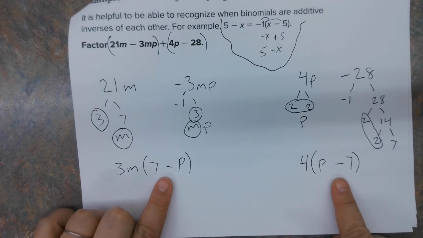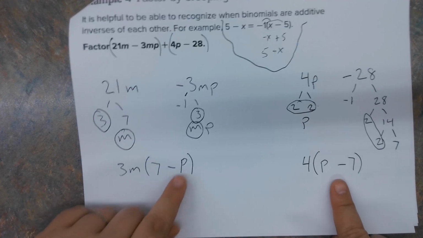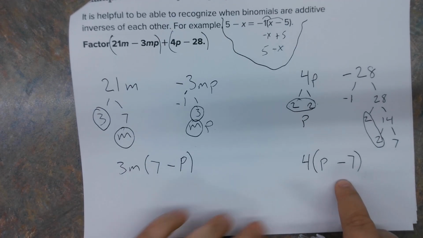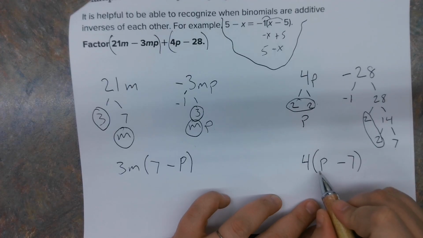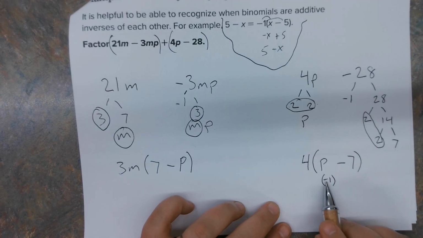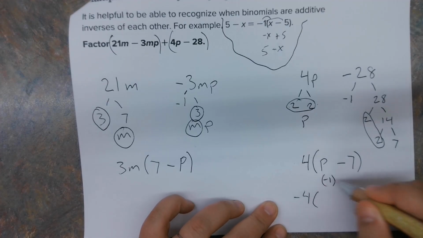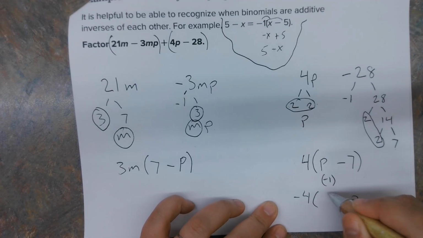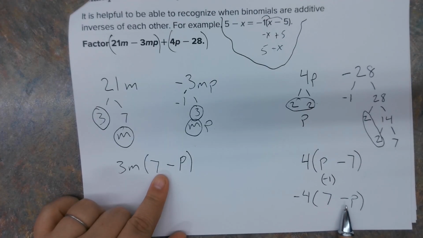Hold up. Wait a second. Those look flipped. So what can I do? Pick one. Really doesn't matter which one. We like putting the variable last, so I'm going to pick this one. If I pull a negative 1 out of this, it flips the sign. So the negative is going to the 4, so negative 4. This p becomes negative p, and this 7 becomes positive 7. And now it looks the same as that.